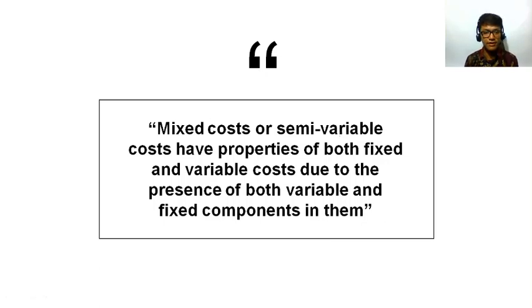Well, the third is mixed cost. Mixed costs or semi-variable costs have properties of both fixed and variable costs due to the presence of both variable and fixed components in them. An example of mixed cost is telephone, because it usually consists of fixed components such as line rent and fixed subscription charge, as well as variable charge per unit.